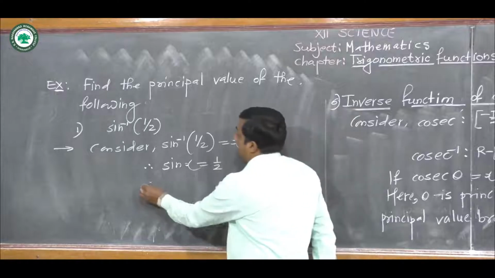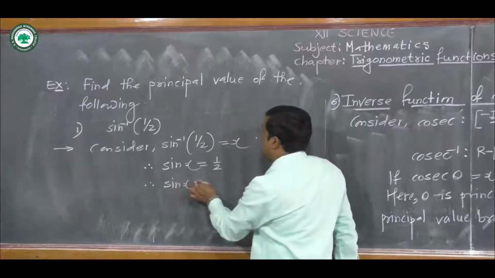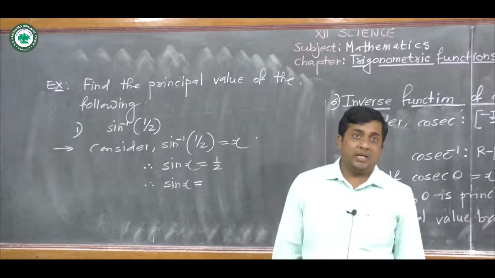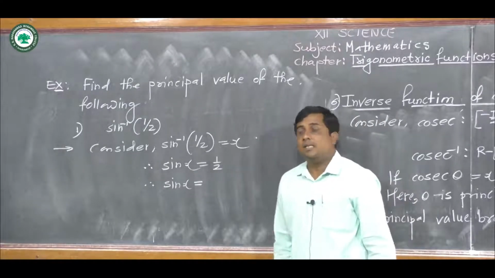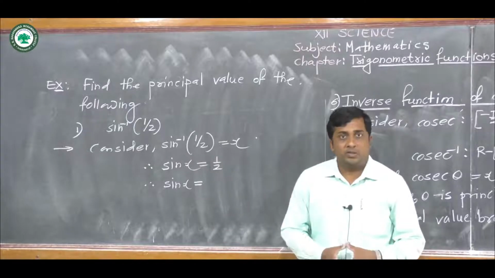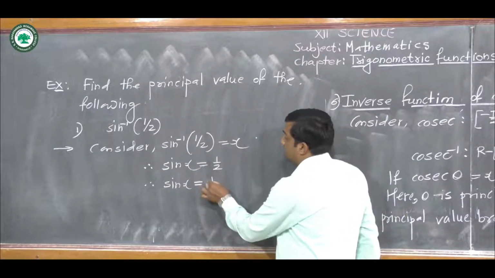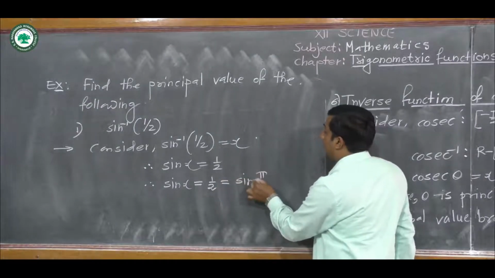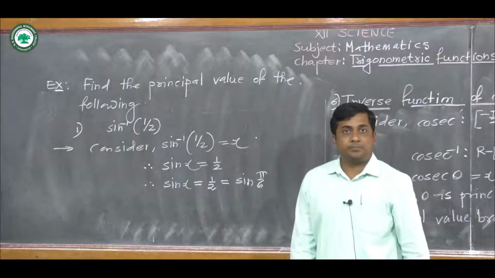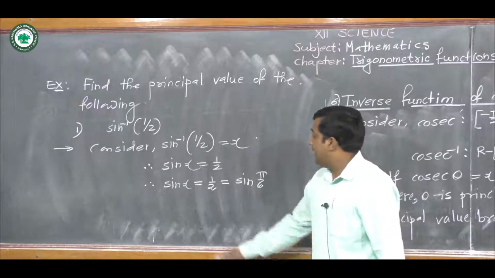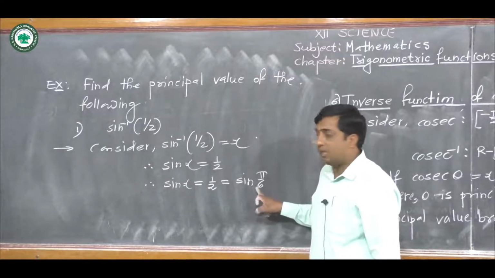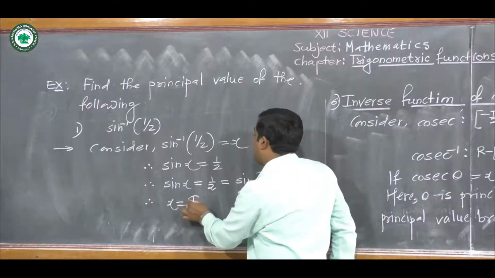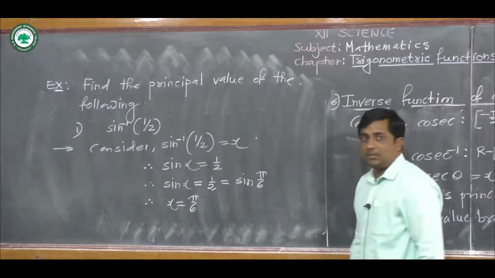Now here we know sine 30 degree, that is sine pi by 6, is 1 upon 2. So sine x is equal to 1 upon 2, which is equal to sine of pi by 6. By comparing the first with the last, we get x is equal to pi by 6.